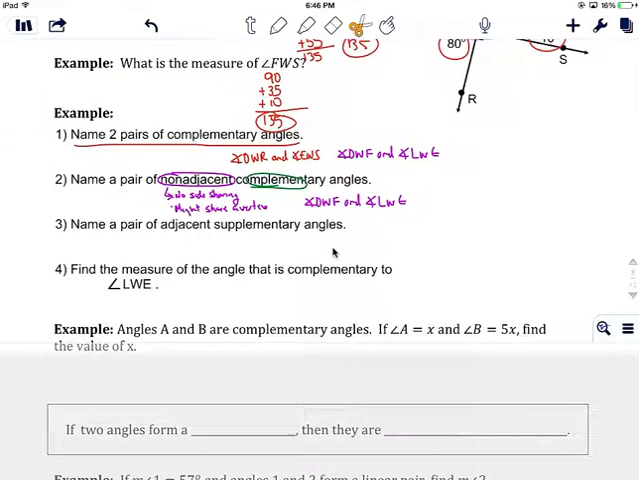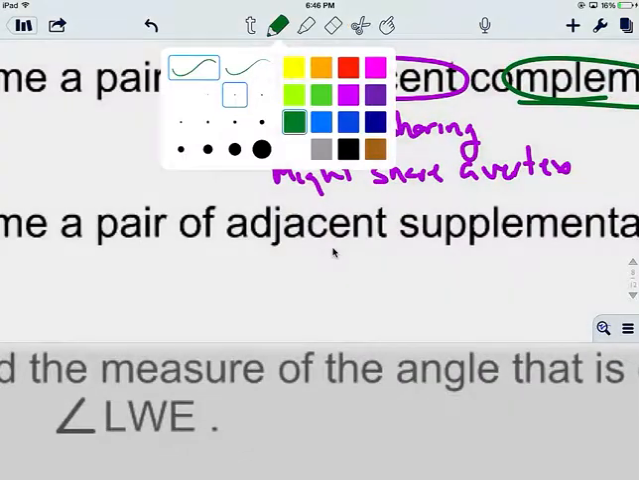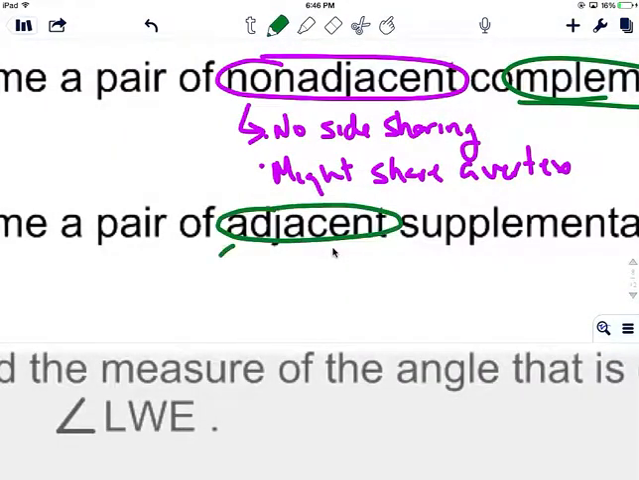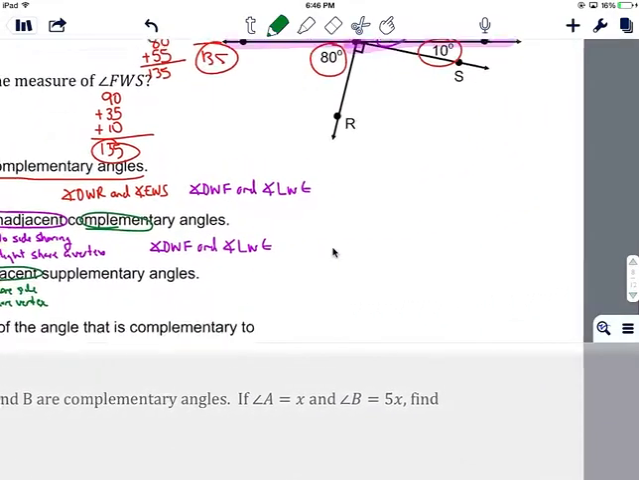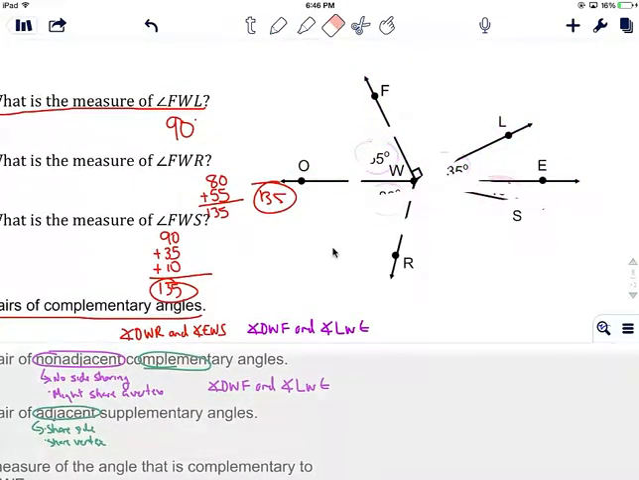All right, name a pair of adjacent supplementary angles. So again, if you need to remember adjacent, they have to share a side and share a vertex. All right. And let's clean up this picture a little bit.